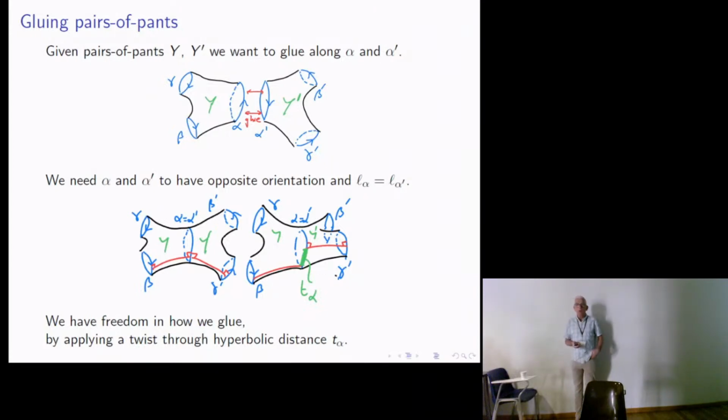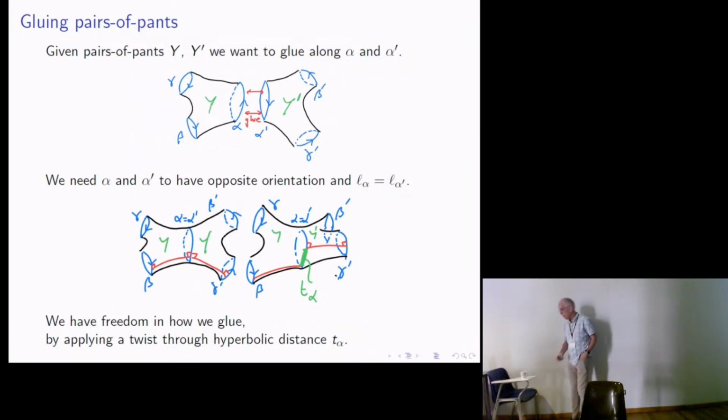If I want to glue y and y prime along alpha and alpha prime, then there are two things that need to happen. First of all, they need to have opposite orientation, otherwise we get something that's like a turn-up in a pair of trousers, rather than properly gluing together. And they need to have the same length.